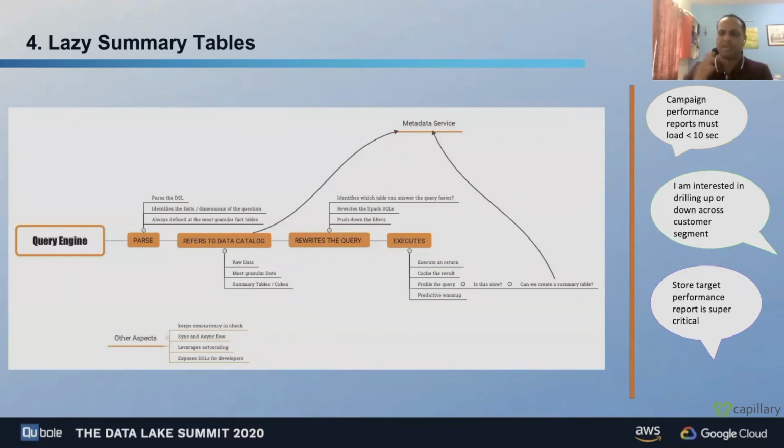Then there are various other aspects as well, like having synchronous or asynchronous flow on the query executions. Since all the query executions on the read side are pretty much independent of each other, as opposed to the workflow manager, which has a dependence graph, this has more independent graphs. So this leverages auto scaling very well, and it exposes a DSL for the developers to interact with the platform rather than interacting with Spark SQL or more lower level constructs.